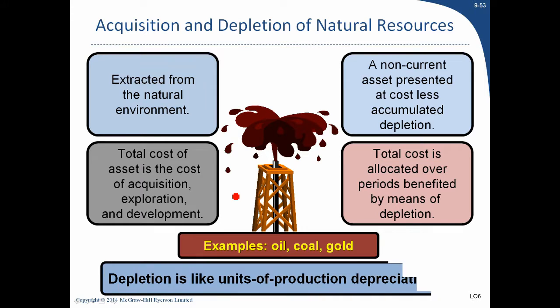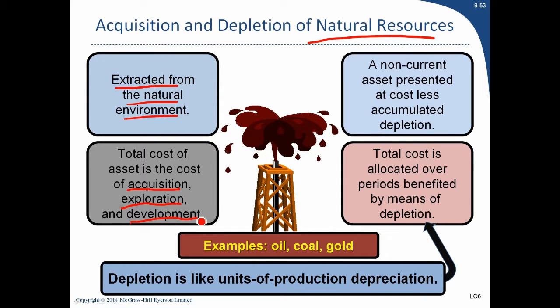Acquisition and depletion of natural resources: oil, coal, and gold. So what defines a natural resource? They are extracted from the natural environment. The total cost of the asset, remember, what we debit is the cost of acquisition. We might have to buy the plot of land where the mine is or where the oil field is. But it also costs us a lot of money to explore it and to develop it.